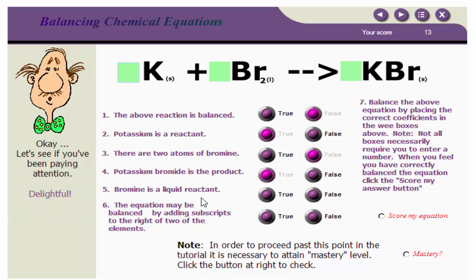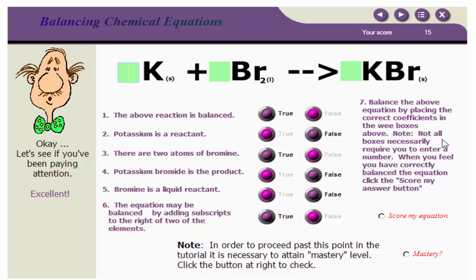Bromine is a liquid reactant. Yeah. The equation may be balanced by adding subscripts to the right of 2 of the elements. Absolutely not. You can never change any of these little subscripts. Those are parts of the actual formula. You can't change the formula, so that is false.